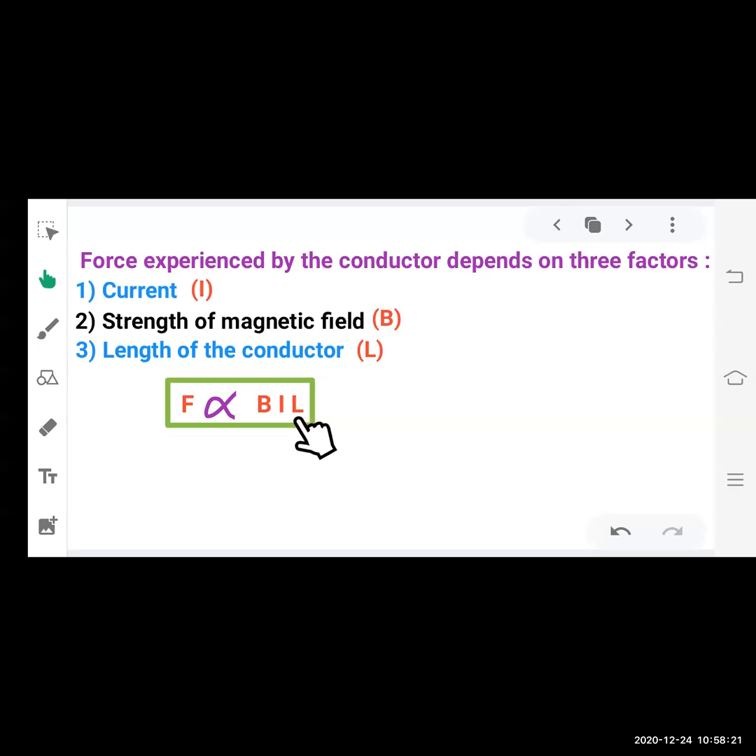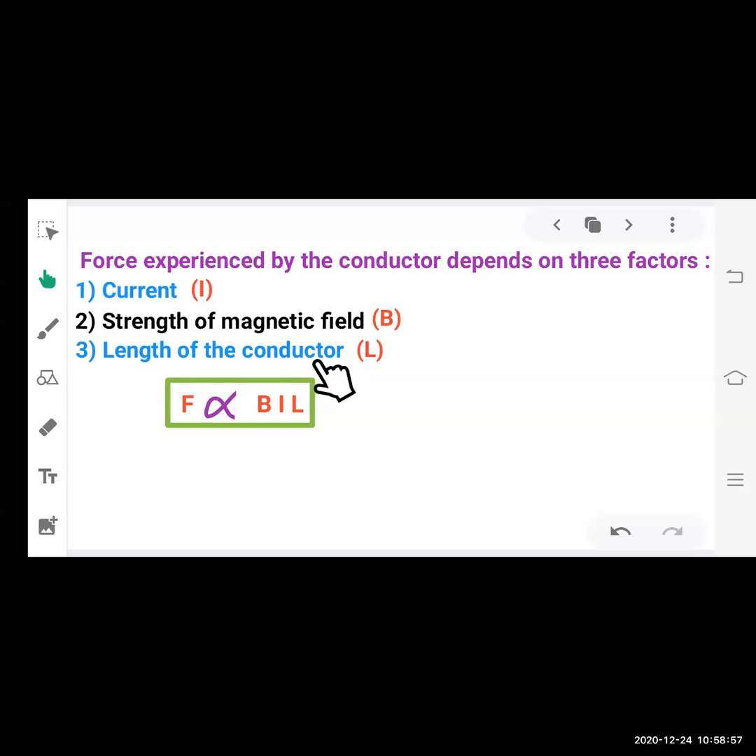So you can remember it with the formula. Force is directly proportional to BIL. Everyone can remember easily, BIL. B for magnetic field, I for current, L for length of the conductor. That means if the current is more, force will be higher. Maximum force will be experienced by the conductor. And if the strength of magnetic field is strong, force experienced by the conductor will also be strong. And it also depends on the length of the conductor. Longer the length of the conductor, more force will be experienced by the conductor.